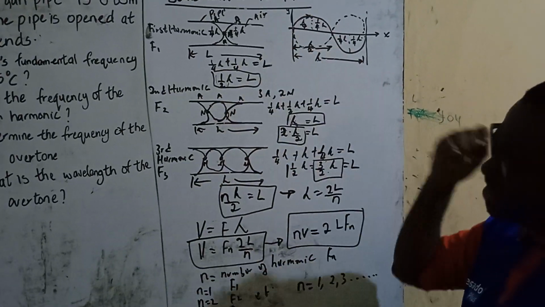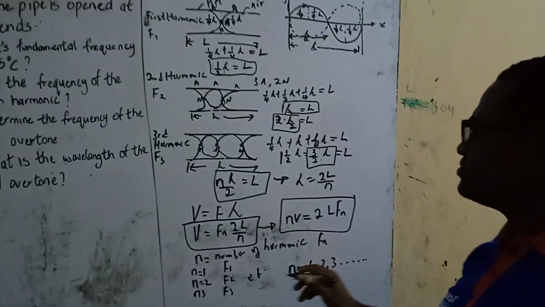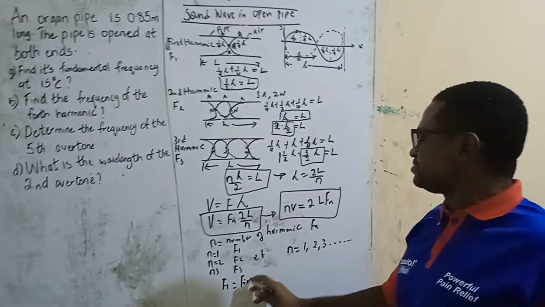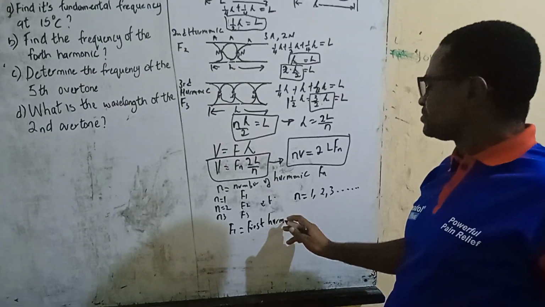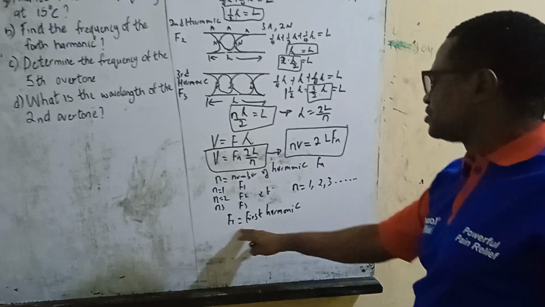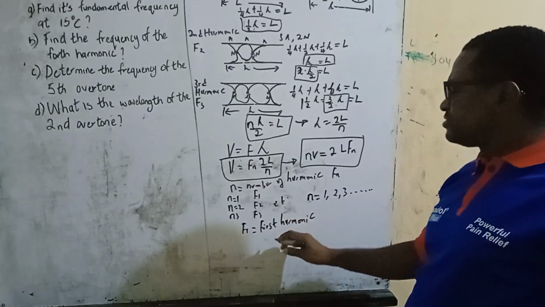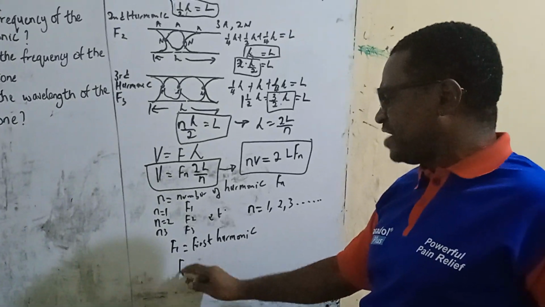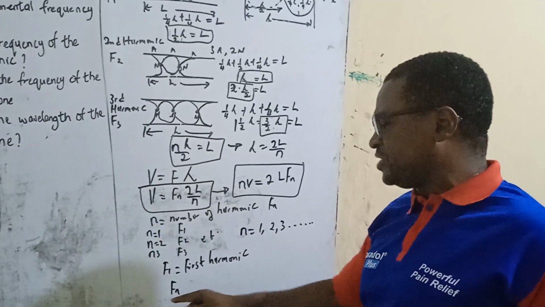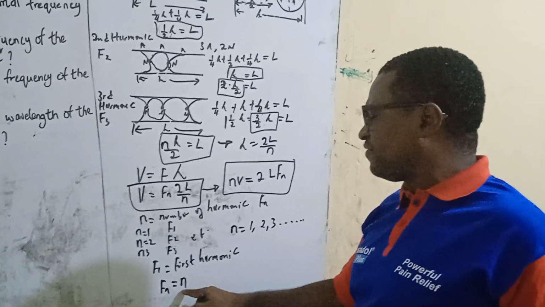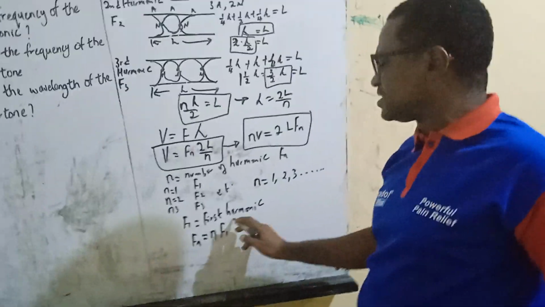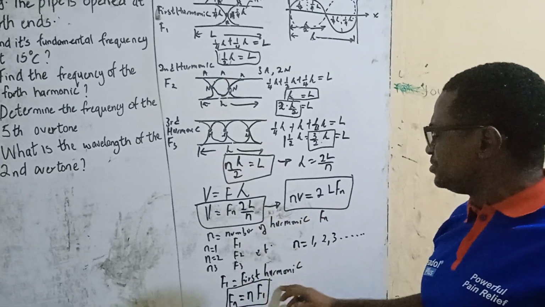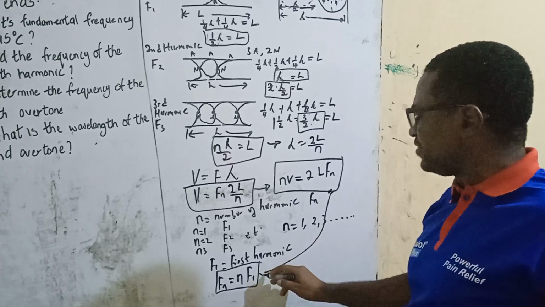Another thing I want us to note is this. F1 is called first harmonic. And let us realize something, that when we are having Fn, nth harmonic, it is same thing as the number of harmonics times the fundamental harmonic. So we need to take note of these two expressions that I have here.